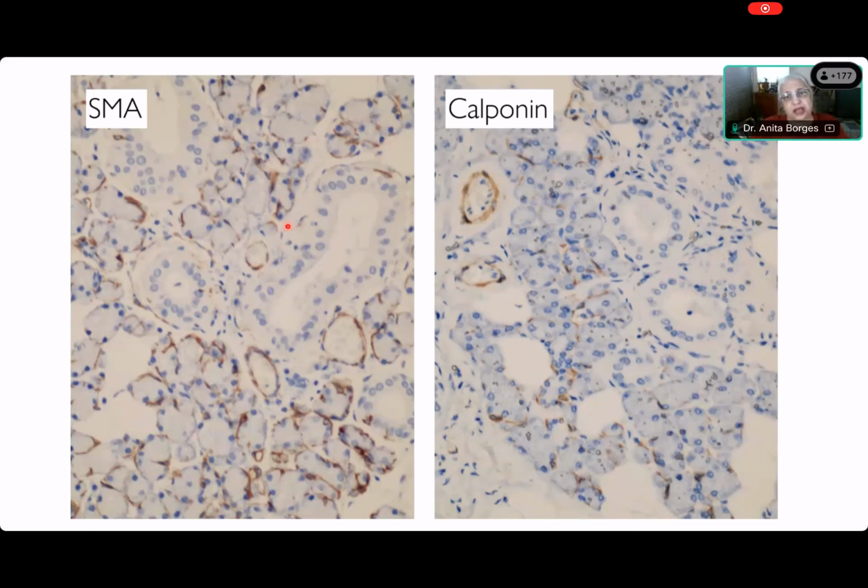Similarly for calponin. Calponin is another marker of myogenic differentiation, and you can see you have the same appearance as you see in smooth muscle actin. So if you're wanting to look for myoepithelial cells particularly, then please use something like SMA or calponin or CD10 maybe. P63 is a very convenient marker because it's there in every lab. But please note that you are not marking just myoepithelial cells. There will be basal cells as well.